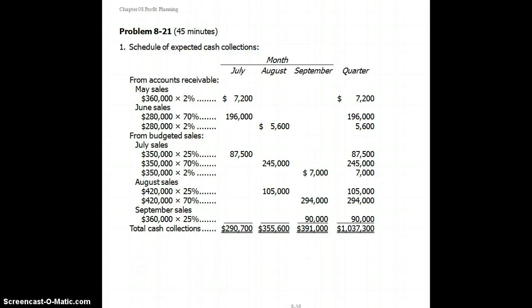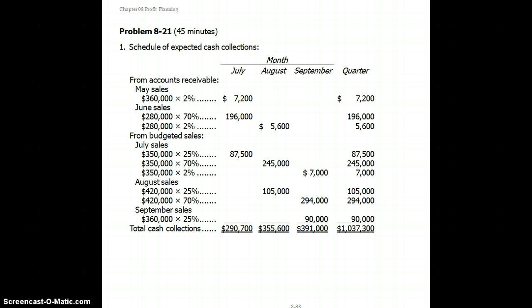We will now discuss the solution to problem 8-21, which requires us to prepare a schedule of expected cash collections and then a cash budget. Problem 8-21 talks about Natural Care Corporation, a distributor of natural cosmetics, that has requested a $60,000 90-day loan from the bank. The bank is concerned.